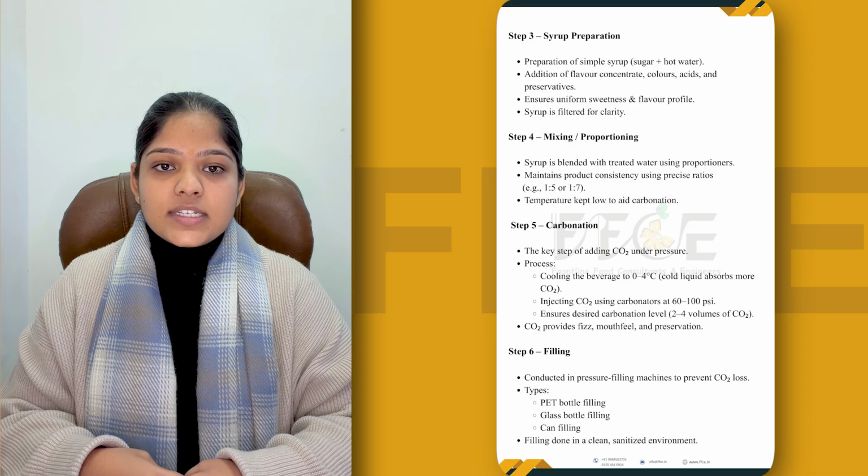Now we'll move forward to the sixth step, which is filling. Filling is done using counter pressure filling machines to prevent CO2 loss. Carbonated beverages can be filled into PET bottles, glass bottles, or aluminum cans. The entire filling operation takes place in a clean, sanitized environment to ensure food safety.